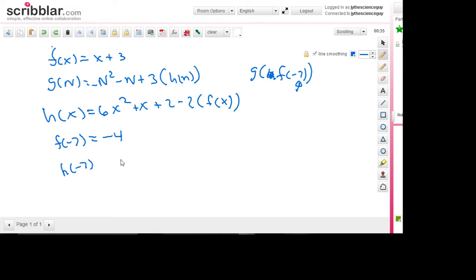So this is h of negative 7, equals 6 times negative 7 squared, plus negative 7, plus 2 minus 2 times, what's f of negative 7 equal to? Oh, wait, no, it's negative 4. Okay. So then you times negative 7 squared times 6. That's 49 times 6, 294.